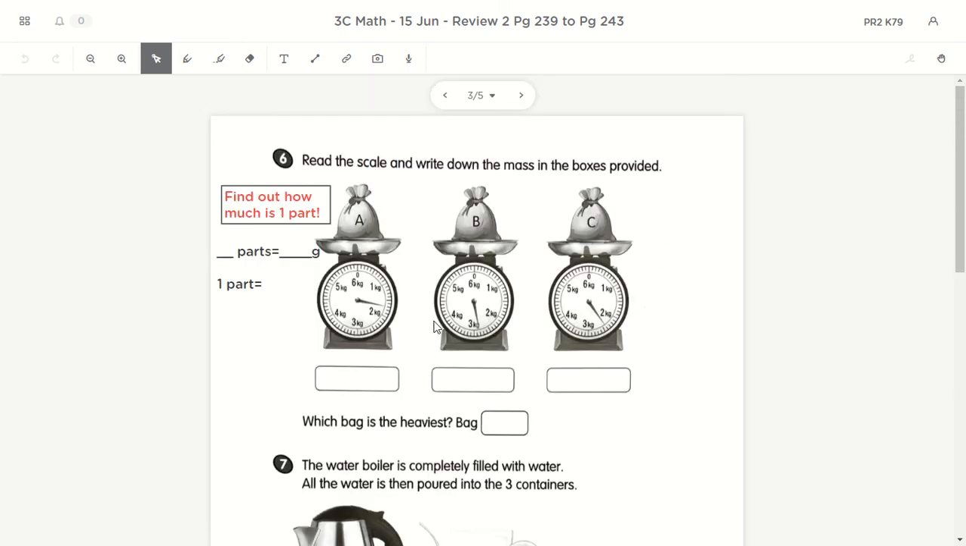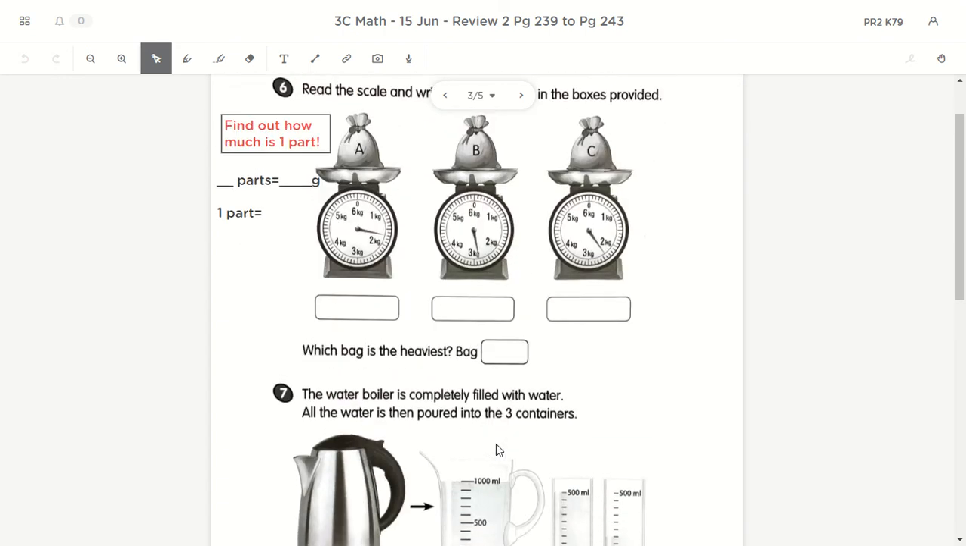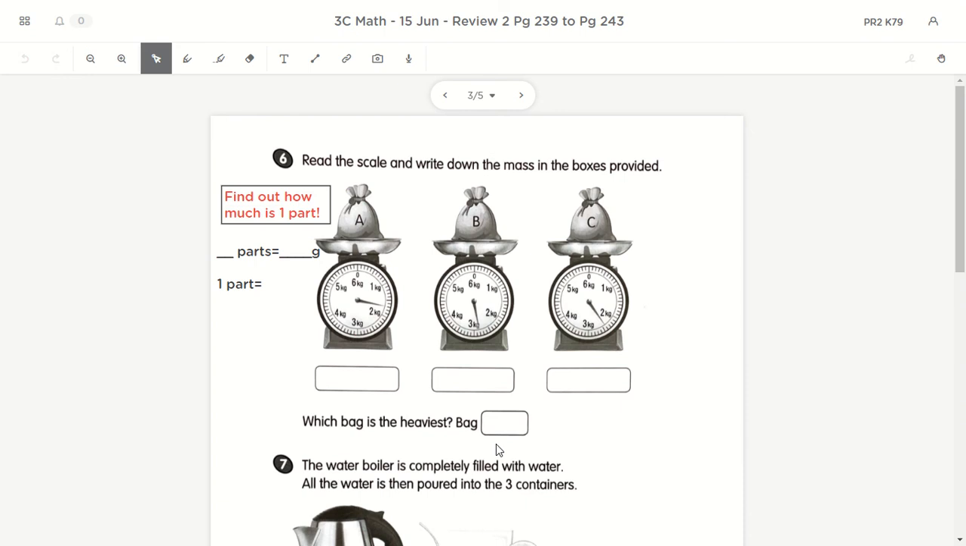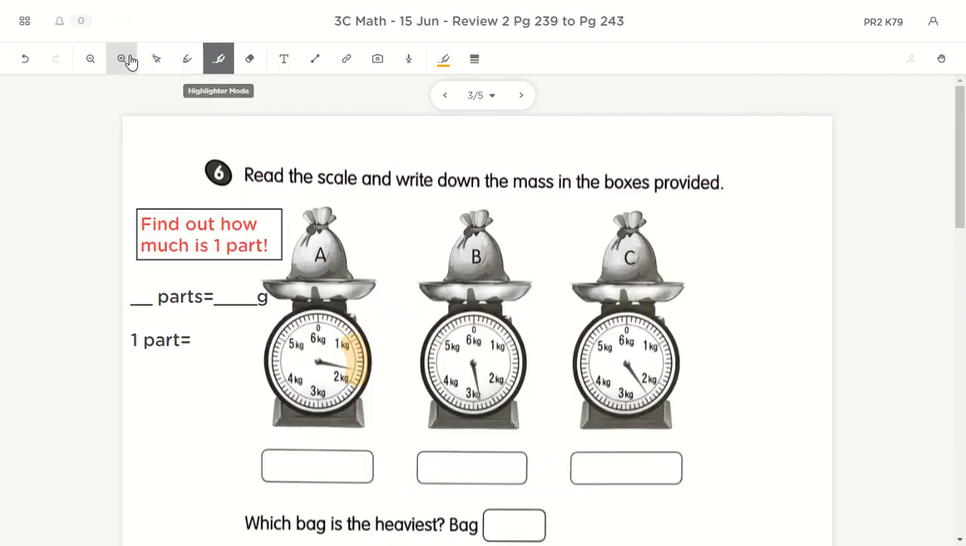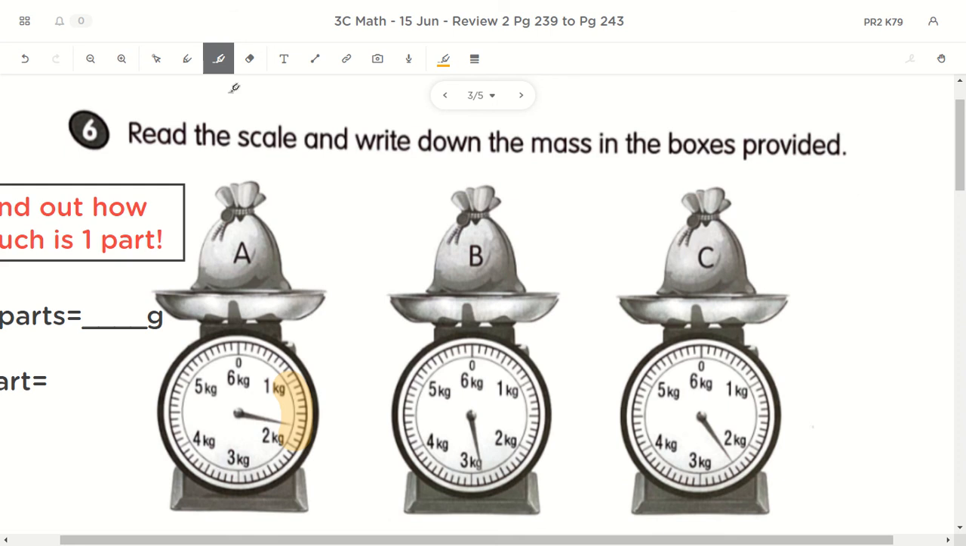Okay, third page, again, the focus here is on reading the scale, and of course, later on the measuring jug and the measuring cylinder. So as you can see, I want you to bring your attention to, for example, between 1 kg to 2 kg. If you go deep in and count, okay, let's zoom in. Okay, so now it's very big. Okay, I want you to count.